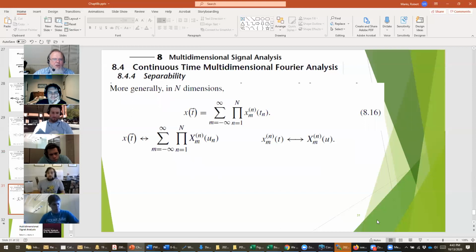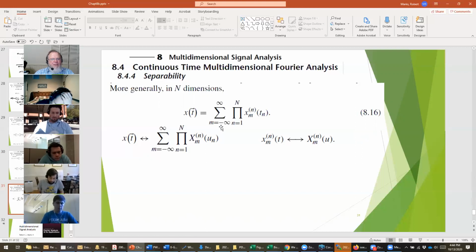This is the generalization of the idea of separability into higher dimensions. So if x of t is equal to the summation over a bunch of separable functions. This looks like hieroglyphics, doesn't it? But it's very useful. So x of t is equal to the summation of separable signals. Then the Fourier transform is equal to the summation of the separable signals. And you only have to do one-dimensional Fourier transforms. That's the cool part. You only have to do one-dimensional Fourier transforms.